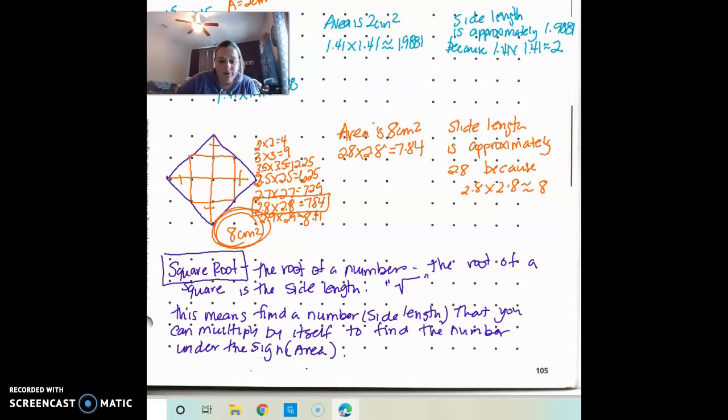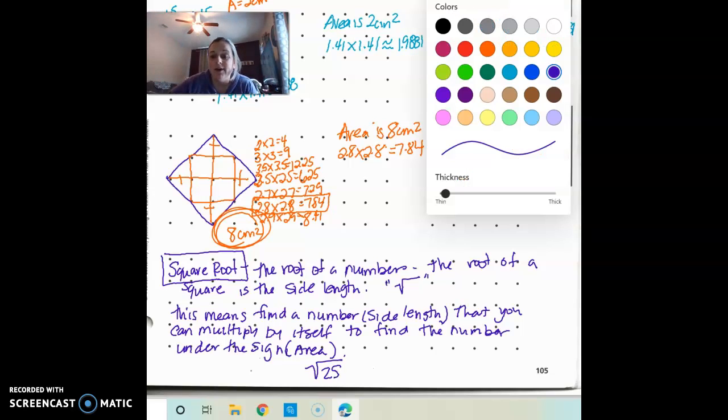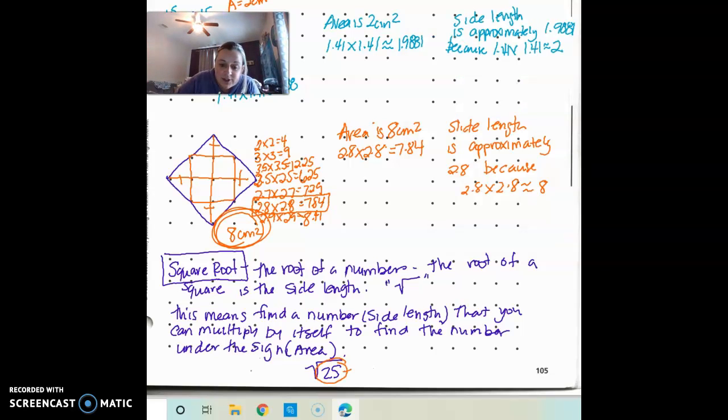So for example, if I give us the square root of 25, the 25 happens to be the square's area, and I want us to find the root of it. I want us to find the side length. This is your area. So what is the side length? If I have a square whose area is 25, well, the only number that you can multiply by itself to get 25 is 5. 5 times 5 is 25. So our side length is 5.